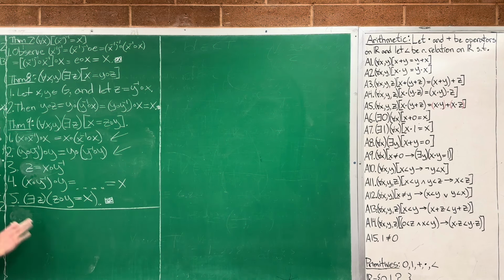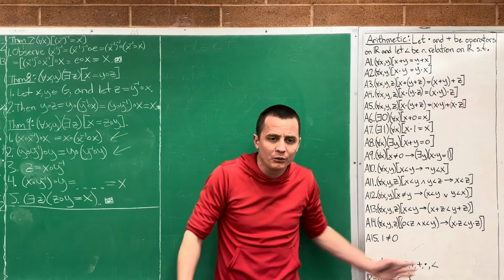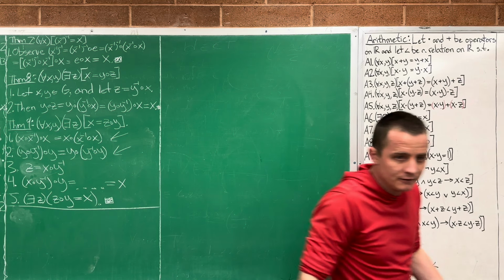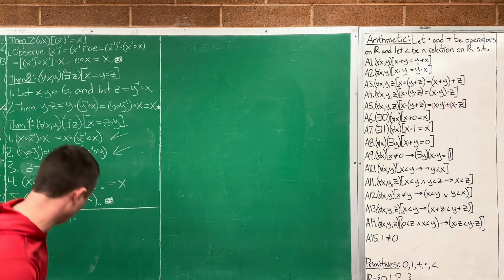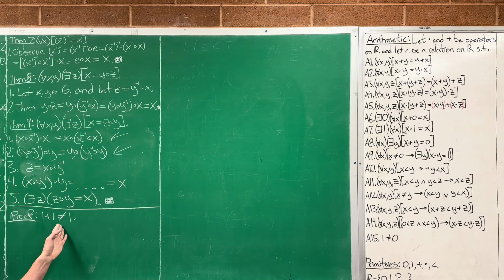Now how do I know that 1 plus 1 is something different from 0 or 1? Because they're not the same. Well, we've got to prove that. So let's start our first little proof here. Proof: 1 plus 1 is in fact a different number from 1. Let's prove that. Can you see it? Okay. So we're going to prove that this is the case.